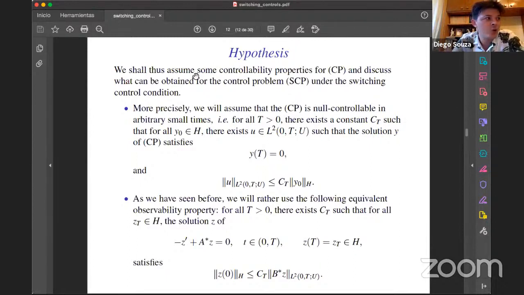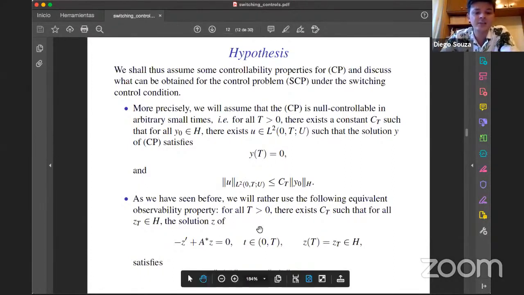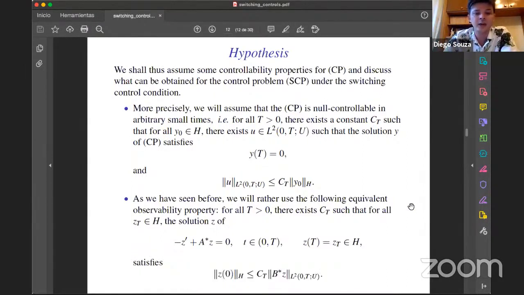Okay, so one hypothesis that we should assume is that with two controls, the system is controllable. Because if with two controls the system is not controllable, there is no sense to talk about switching controls, okay? So a typical assumption that we should suppose is that the control problem, CP, is null controllable in arbitrarily small times. And this, as we saw before, is equivalent to an observability inequality for the adjoint system.